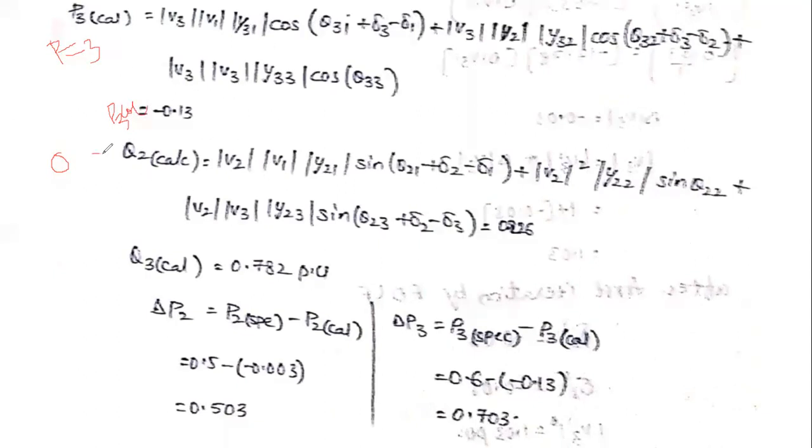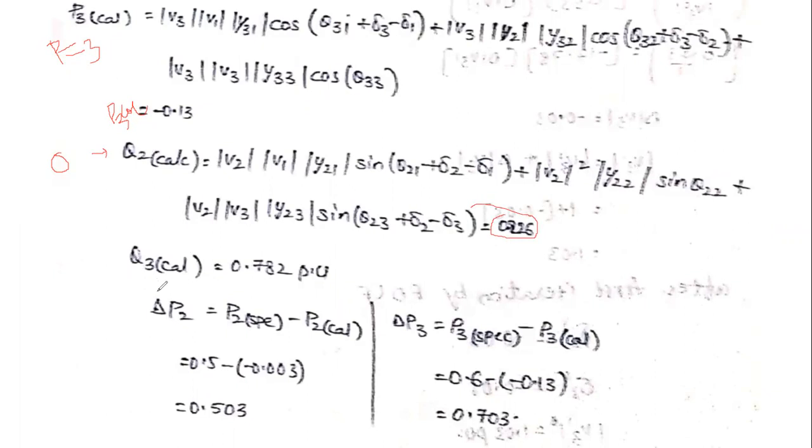Similarly, we are calculating the Q2 calculated. In that Q2 calculated, P is equal to 2, Q equal to 1 to 3. Expand this formula and then substitute all the terms, and this is the answer for that Q2 calculated value.